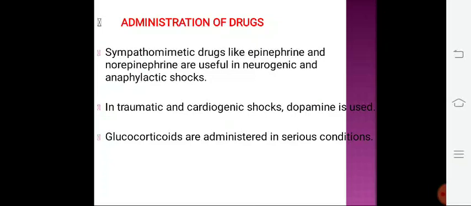Administration of drugs. Sympathomimetic drugs like epinephrine and norepinephrine are useful in neurogenic and anaphylactic shock. In traumatic and cardiogenic shock, dopamine is used. Glucocorticoids are administered in the severe cases.